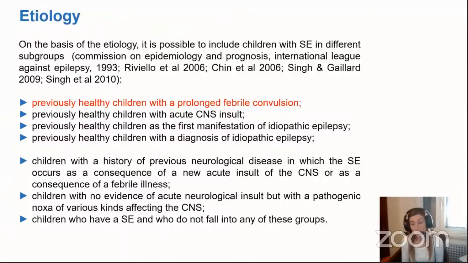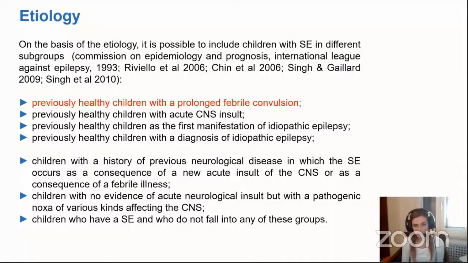Etiology is one of the most important prognostic factors, and it is very important for physicians who start to approach patients with SE. We can have many scenarios in which the child can be a previously healthy child with a prolonged febrile convulsion or an acute CNS insult, or seizures are the first manifestation of idiopathic epilepsy, or seizures are a further manifestation of a previous diagnosis of idiopathic epilepsy.